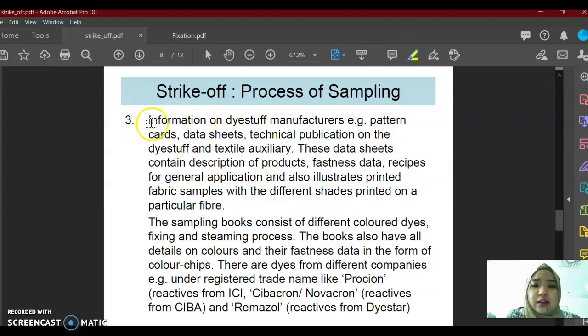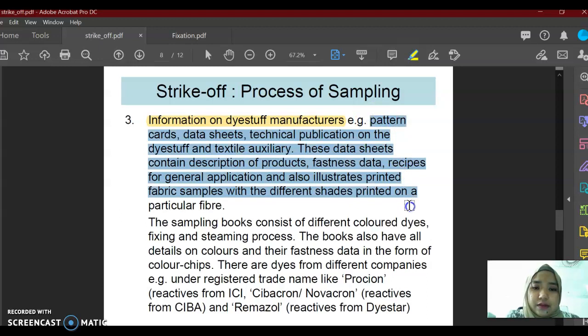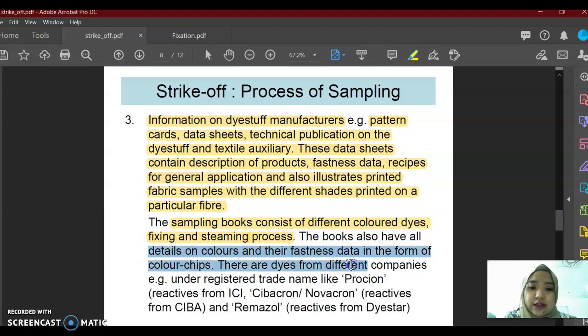Okay, ni boleh baca sendiri banyak. So information on dye stock manufacturer selalunya ada semua ni. Okay, betul. And then yang buku yang saya kata tu, the sampling books, dia ada different colouring dyes, fixing, distinct for something yang saya cakap tadi lah. And then they have details on the colours and the fastness data.